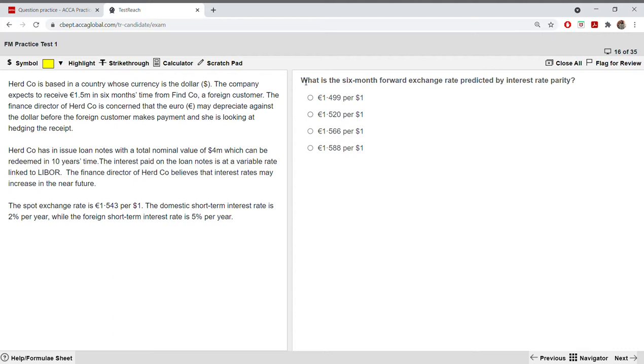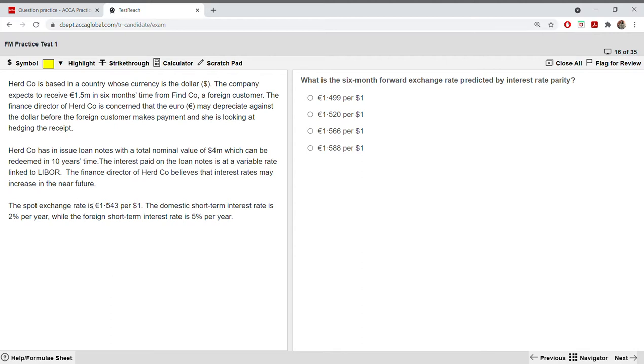So the first and second paragraphs are just giving you the background. What's important is what you take from the third paragraph. If you think you should take this 4 million and the 10 years, take the annuity factor, discount the 4 million and all those things, then you are wasting your time. That is not what the question asks. This is about exchange rate. So what do you basically need? You just need the interest rates of the two countries, and the spot exchange rate. You just need the exchange rate and the two interest rates of the dollar and the euro.